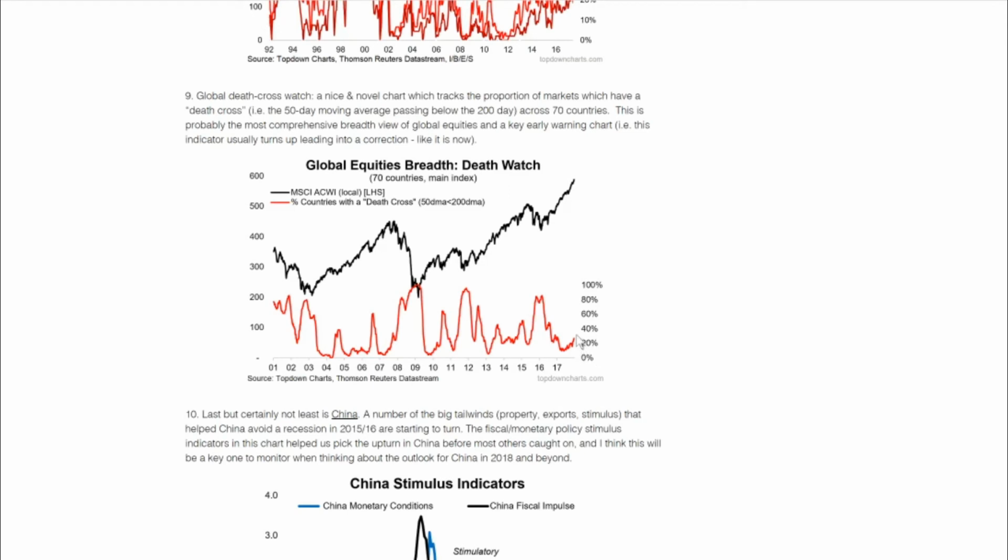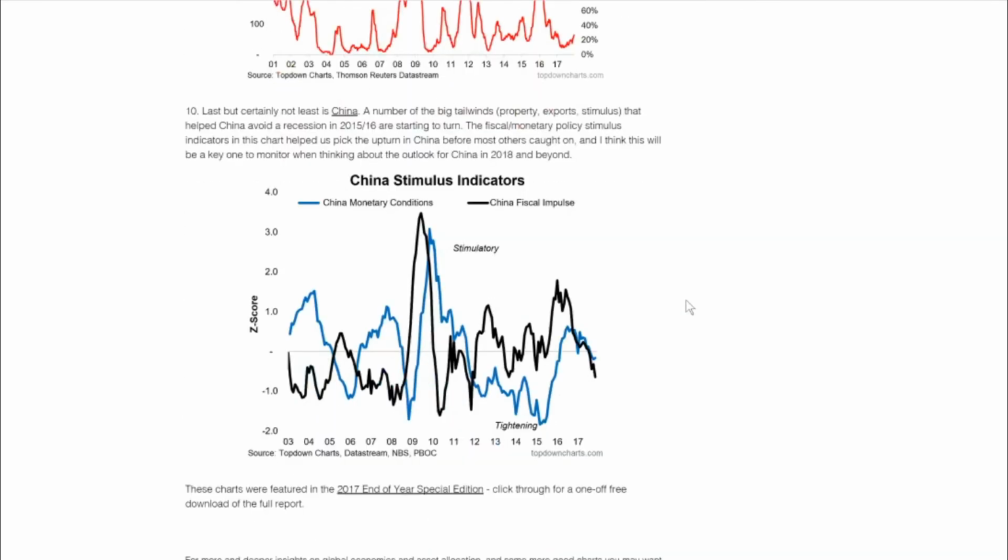I often like to look at the details behind this, and I usually do that in the reports, because if you look at the countries that are comprising this, and there's a common theme there, then that can be a good risk flag, and that gives you, I guess, the fundamental angle of this. So that has actually already started to turn up, and that's certainly something that we will be watching very closely in the weeks ahead. And last but certainly not least is China.